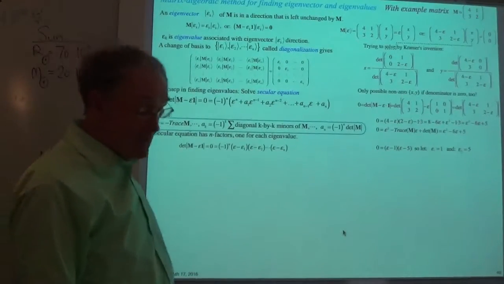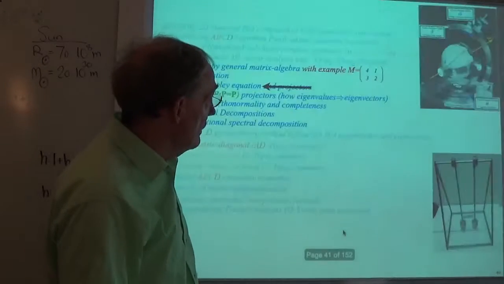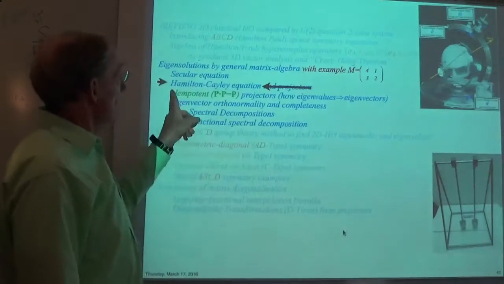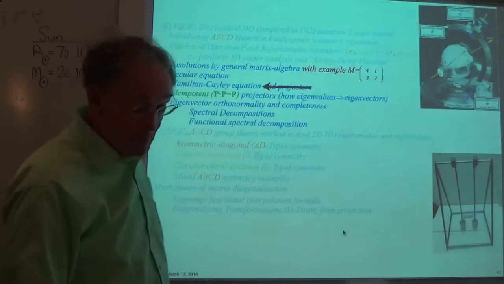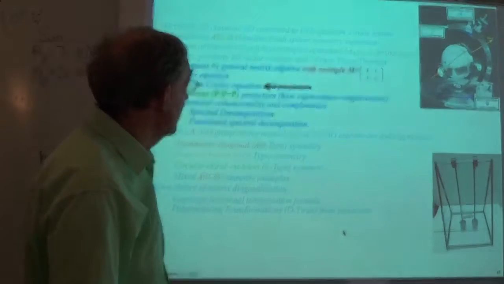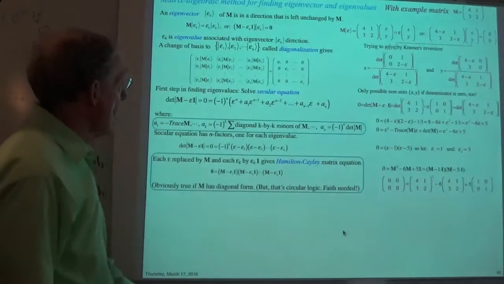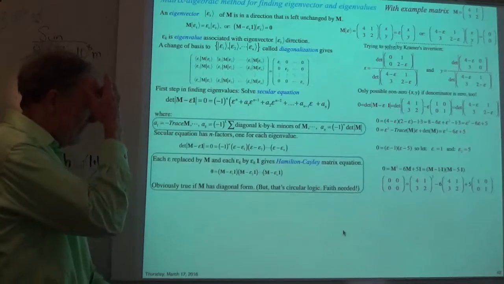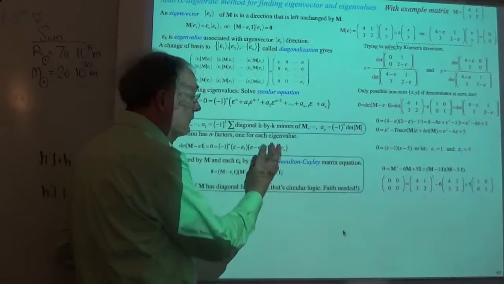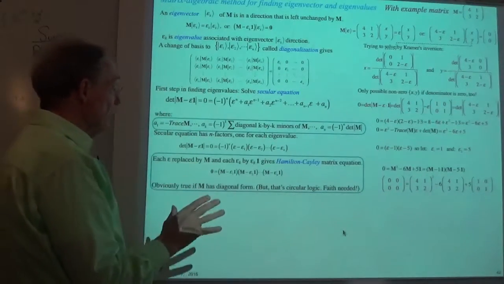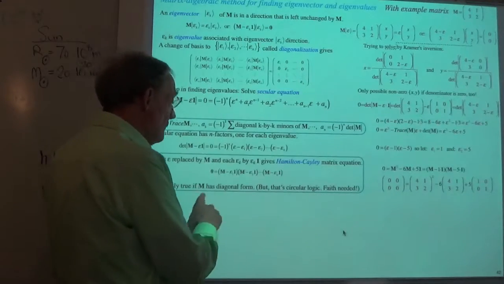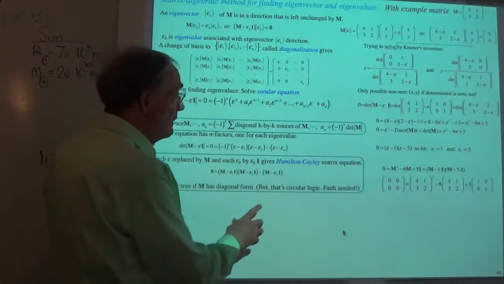And that's what is coming here. And that has a very famous name: Hamilton and Cayley, both very brilliant mathematicians, Cayley more a mathematician than a physicist. They both realized that if you take the secular equation, either factored or unfactored, every matrix satisfies it. I'm not going to prove that, okay?